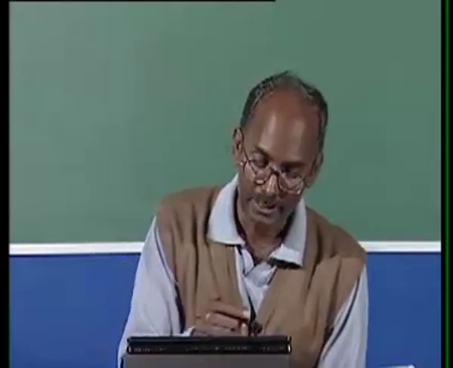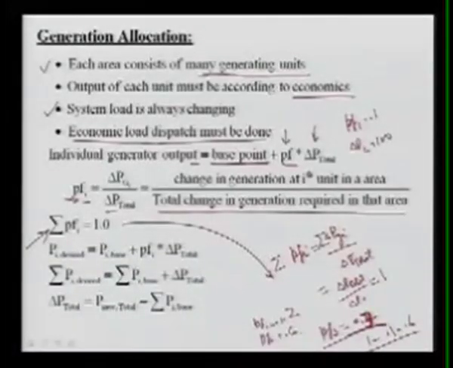So I can say the ith unit's desired value with the change in the loading can be written as P_i base, which is what is loaded right now, plus the participation factor of that ith unit multiplied by the change of the total load in that area.